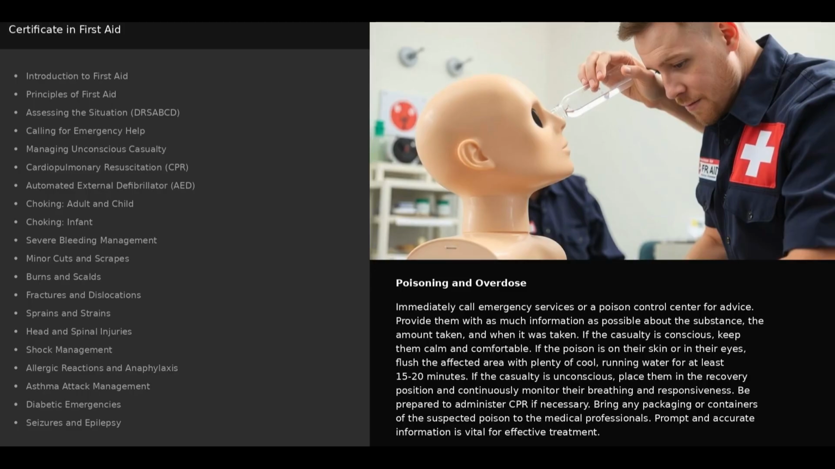Immediately call emergency services or a poison control center for advice. Provide them with as much information as possible about the substance, the amount taken, and when it was taken. If the casualty is conscious, keep them calm and comfortable. If the poison is on their skin or in their eyes, flush the affected area with plenty of cool, running water for at least 15 to 20 minutes.